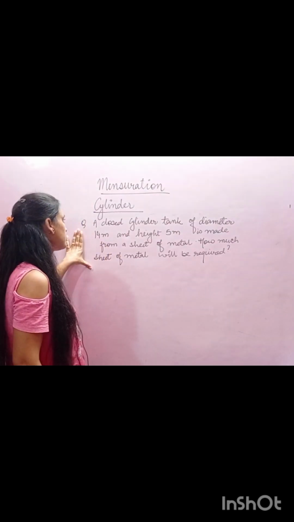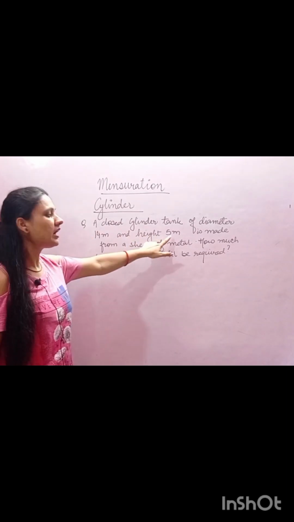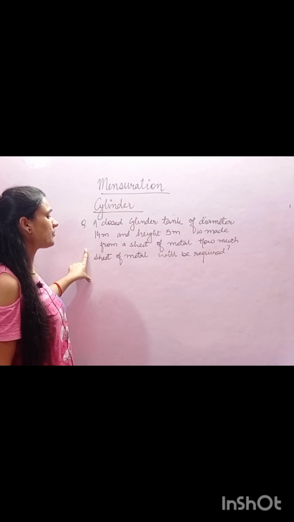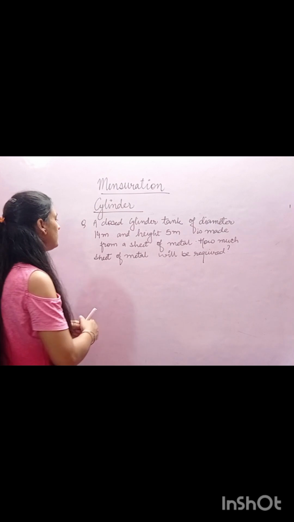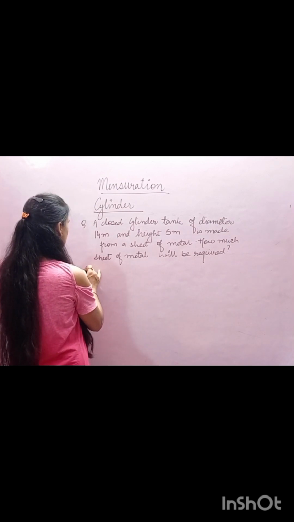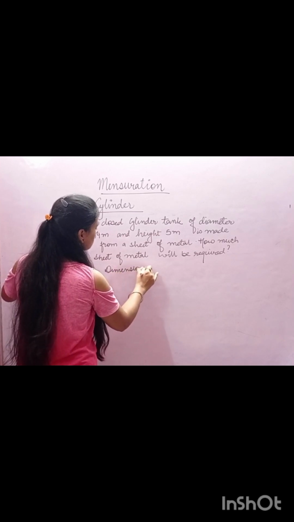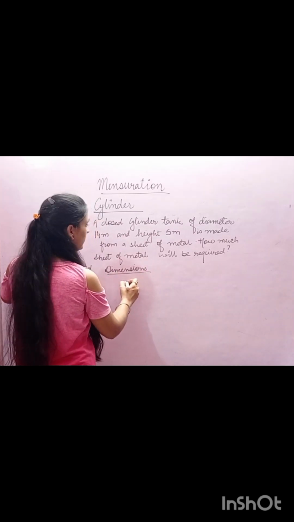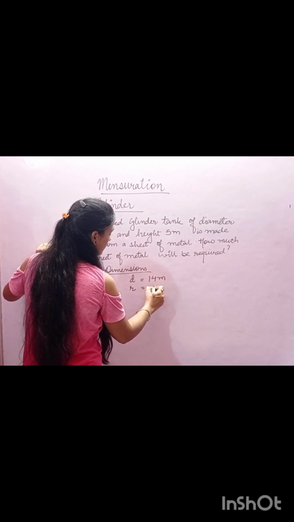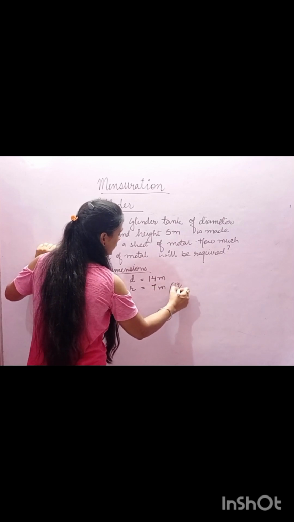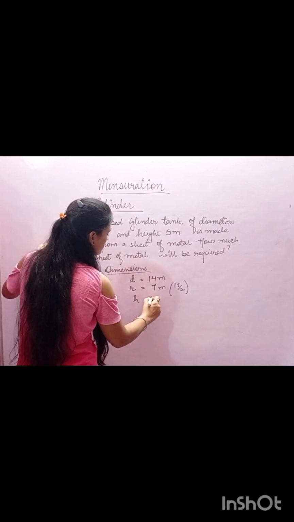Now let's understand this question. Here in this question they have given us the diameter and the height of a cylinder, and they are asking us to find out the sheet required to make this cylinder, right, to cover this cylinder. So here first of all, as I told you, first you'll write down the dimensions. So what are the dimensions given? Here they have given us diameter, that is 14 meter, but we need radius. So that will be 7 meter, that is 14 divided by 2, right? Next they have given us height, which is 5 meter.